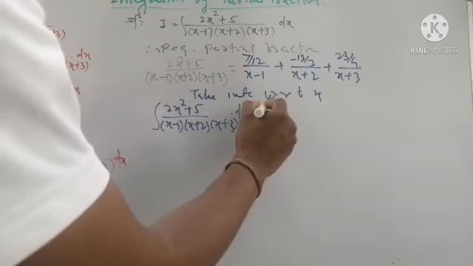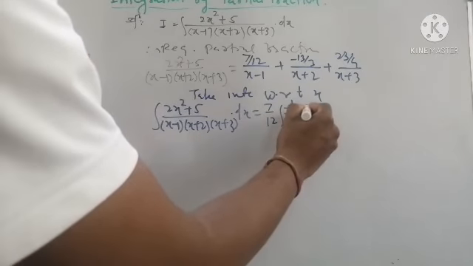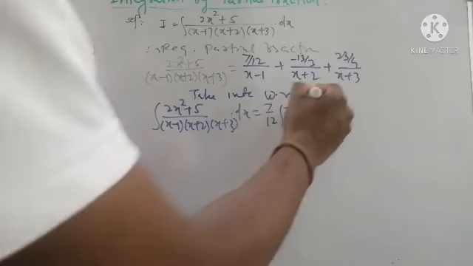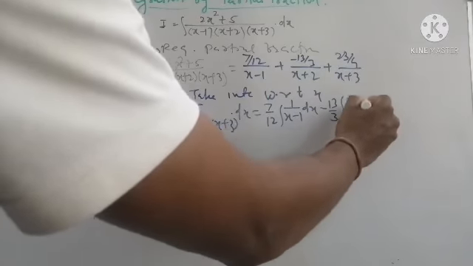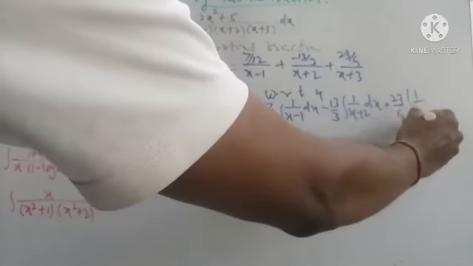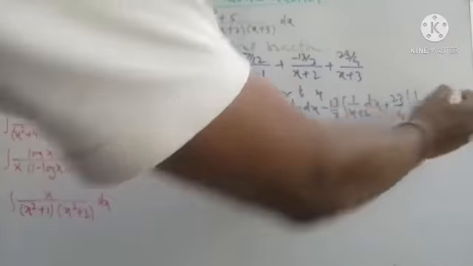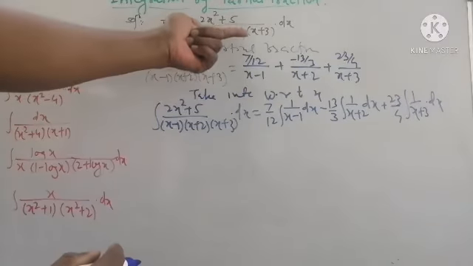In the first term 7 by 12 is a constant, so we take it outside the integration, and we get the integration of 1 upon x minus 1 dx. In the second term minus 13 by 3 is a constant, so in the integration we get 1 upon x plus 2 dx. And in the last term 23 by 4 is a constant, so in the integration we get 1 upon x plus 3 into dx. Now the given integration on the left hand side we denote by I.